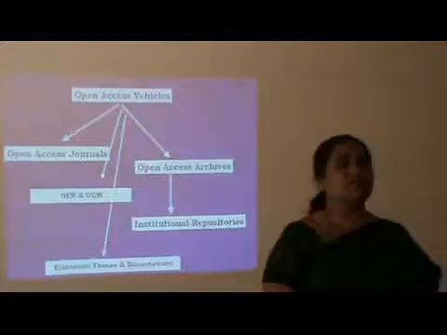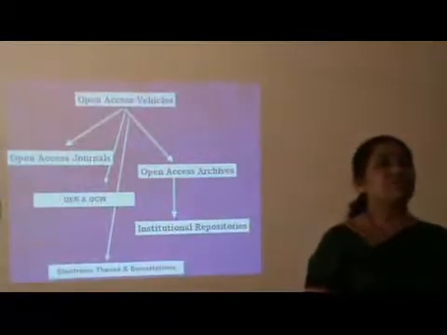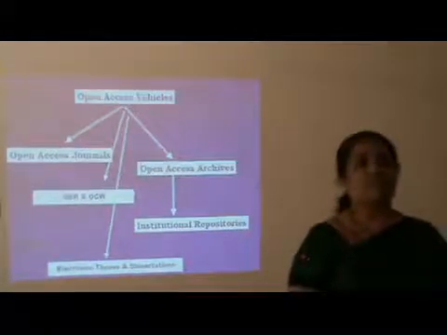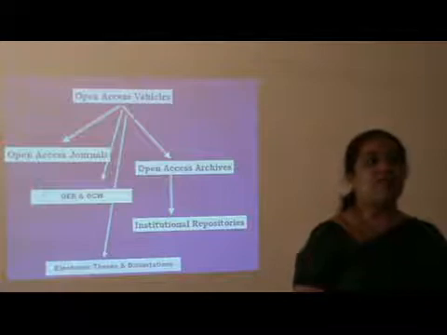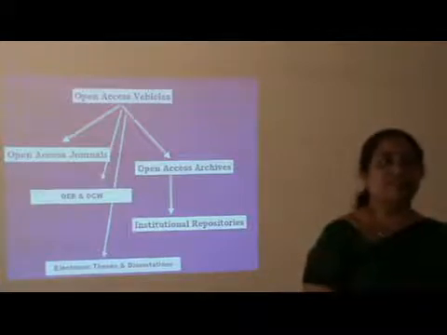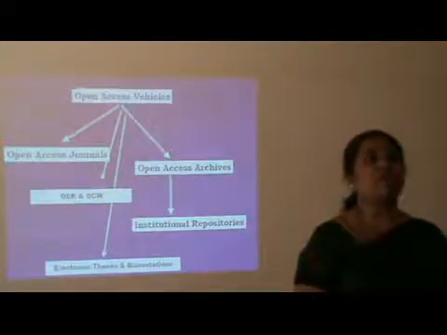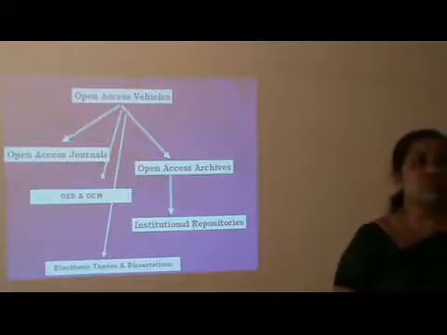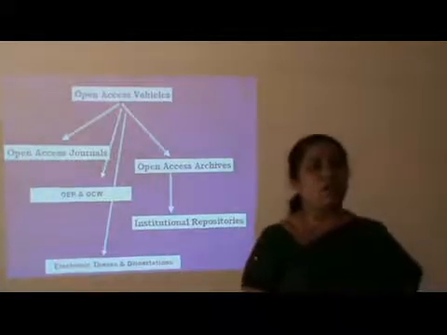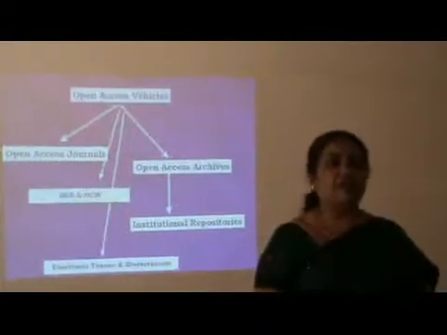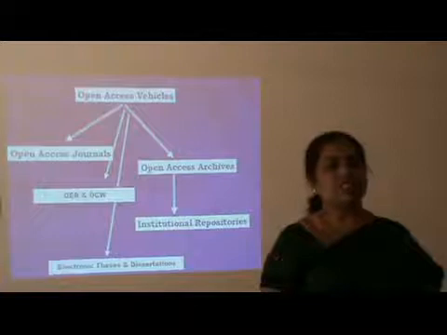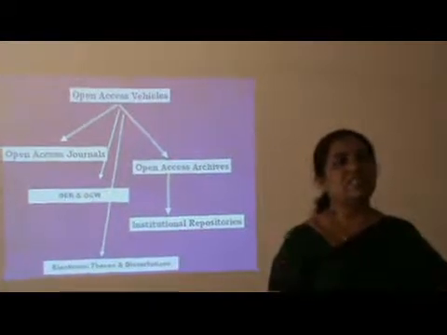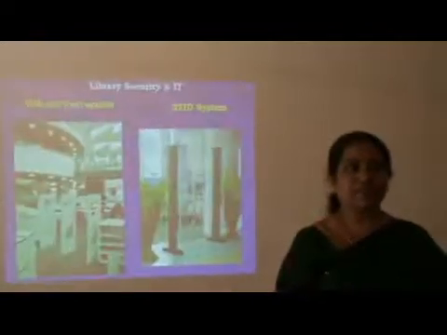This open access literature is scattered in various forms, and these forms are open access journals, open access archives, under which we have institutional repositories, disciplinary archives, of course OER and OCW. OER stands for Open Educational Resources and OCW stands for Open Courseware. And electronic thesis and dissertations repositories are also there. This is possible only because of the impact of ICT on libraries.